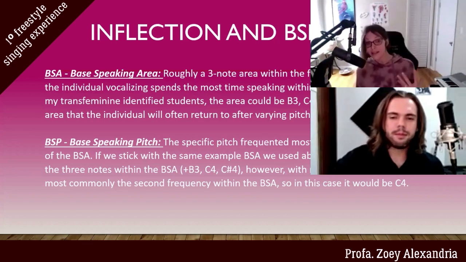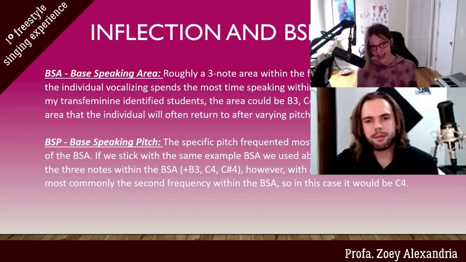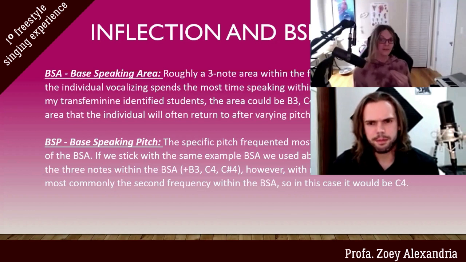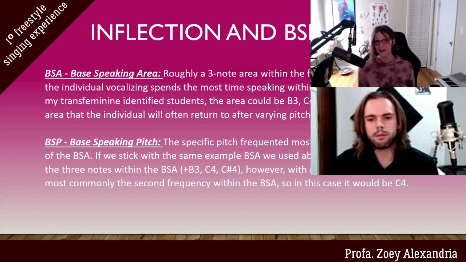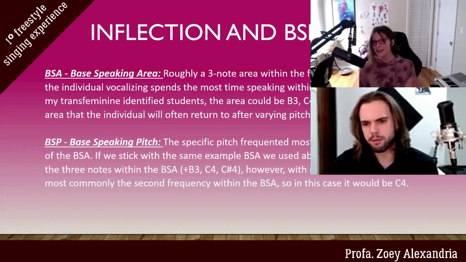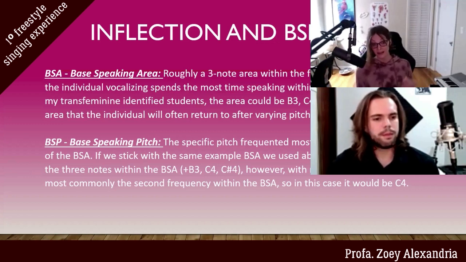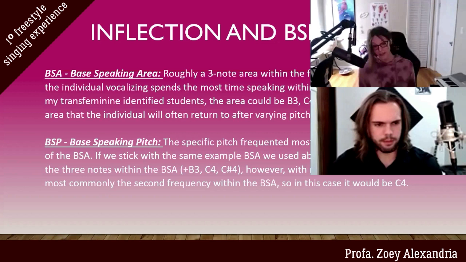Now, we should define what the BSA and BSP are. So the BSA is roughly a 3-note area within the frequency spectrum that the individual vocalizing spends the most time speaking within. In the case of one of my trans feminine identified students, the area could be B3, C4, and C#4 on piano. This is the area that the individual will most often return to after varying pitch to convey emotion.